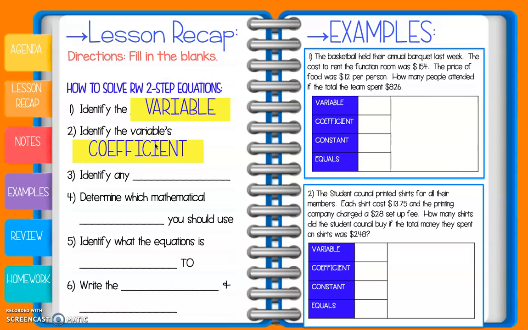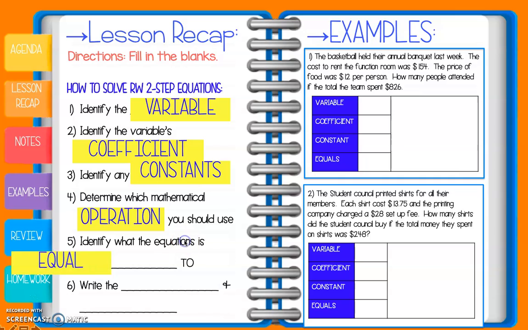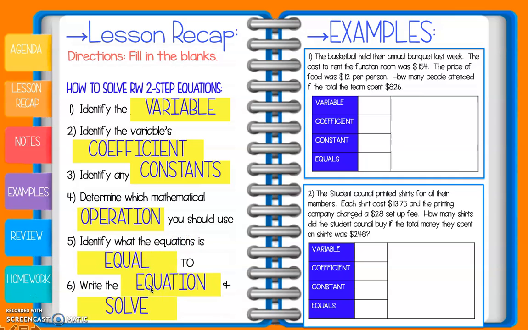Okay, so we got to dig in and see, is there anything that we're multiplying that variable by every single time? Then we're going to identify any constants that we see. So anything that's not going to change, anything we're going to add on or subtract no matter what. We're going to determine which mathematical operation we're going to use. We're going to have to identify what the equation is equal to. And then we're going to write the equation and solve using our SADMEP, using our two-step equation method.